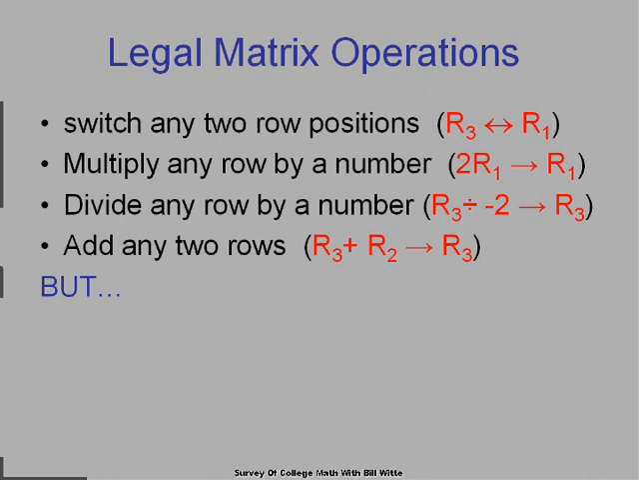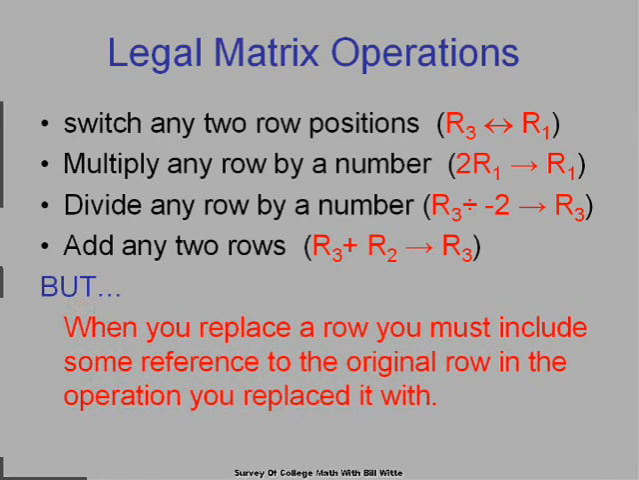There's one limitation to doing all these things. You can do any mixture thereof at any time, but if you replace a row with anything, you must include some reference to that original row in the operation that you replaced it with. Otherwise, you've lost all the wisdom of the original row. Well, you know, you kind of lost that equation out of your system. Okay? Like, for instance, in this case, if I'm going to replace row 3, row 3 better be in the equation that I had, and I see that it is. Got the idea? Row 1 better be in the original operation, whatever you get replaced. Now, the other one is a switch. That's not going to be a problem, okay?